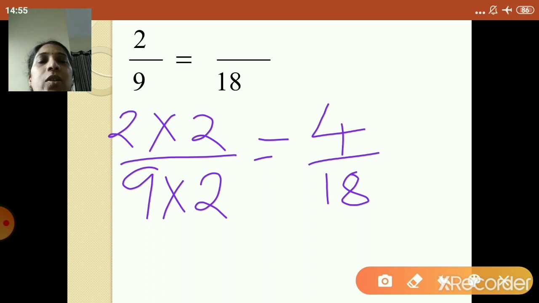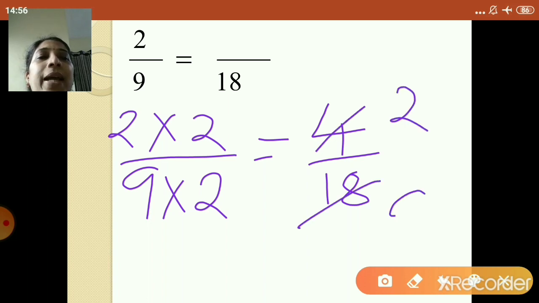So children, this is the way you can find out the equivalent fraction by using the denominator 18. So if you can see this 4 upon 18, when I divide it further, so what I'll do, 2 2s are 4, 2 9s are 18. So you get 2 upon 9 is equal to 2 upon 9. So we can conclude that 2 upon 9 is equal to 4 upon 18. Right, children?